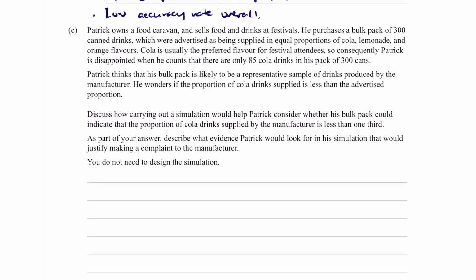Now, part C. Patrick owns a food caravan and sells food and drinks. He purchases a bulk pack of 300 canned drinks, so he gets cola, lemonade, and orange. Cola is usually the preferred flavor. So Patrick is pretty sad when he only gets 85 out of 300. Patrick thinks his bulk pack is a representative sample. He wonders if the proportion of cola drinks supplied is less than the advertised proportion. Okay, so you must think that they come 100, 100, 100. So 1/3 each.